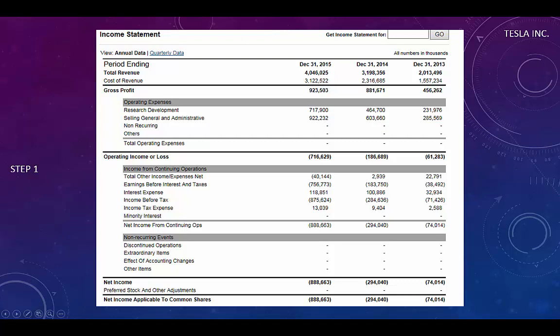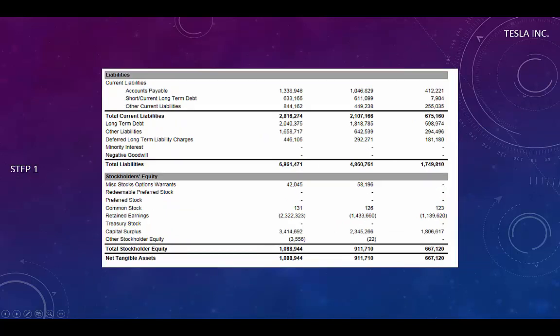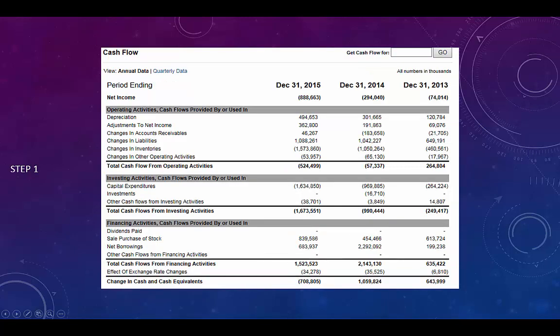First, we collect the income statement for the last 3 years. Then we collect the balance sheet for Tesla for the last 3 years. This is the asset side, and the liabilities and equity side of the balance sheet. Then we collect the cash flow statement. While we are not going to use this statement extensively, it provides some information that was missing from the other statements, especially the depreciation and capex.